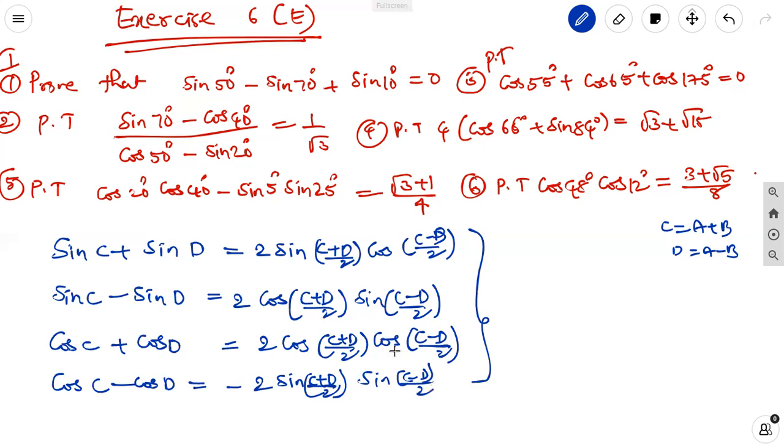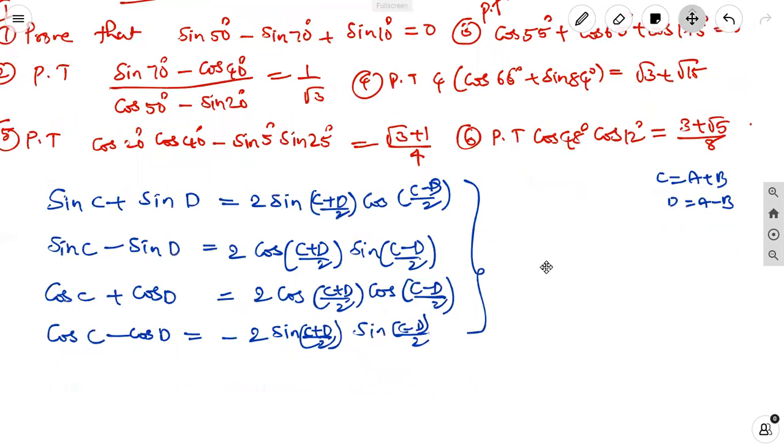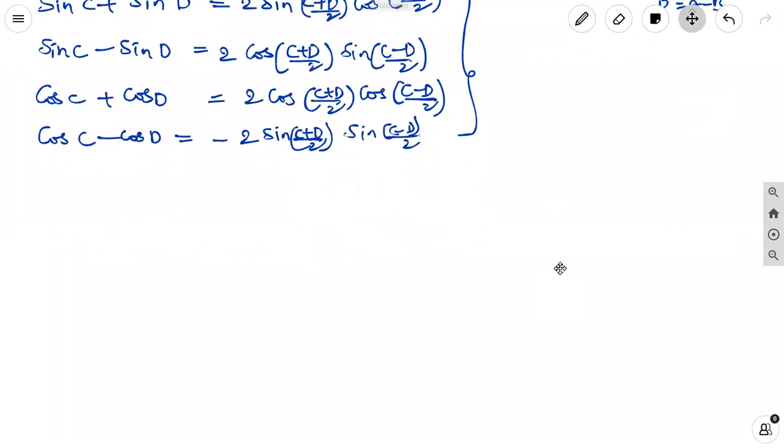You remember these formulas. If cos A cos B is there, we go for the cos C plus cos D form. Sin A sin B means we go for the cos C minus cos D form. These formulas are applicable in the first bit problems. The first question is how to apply the suitable formula.